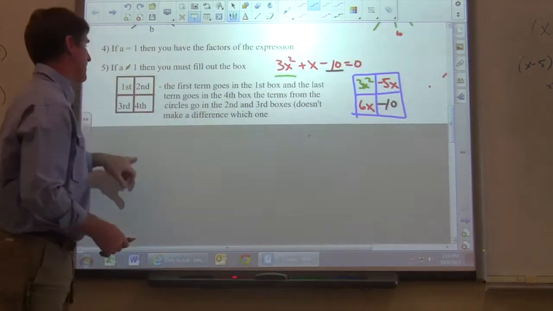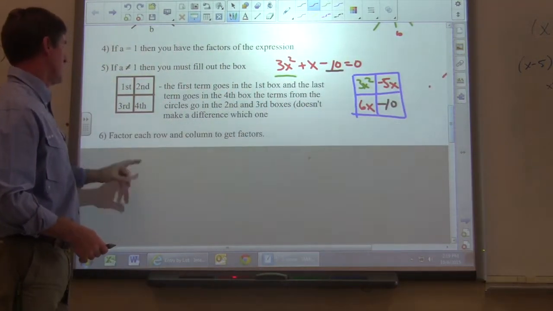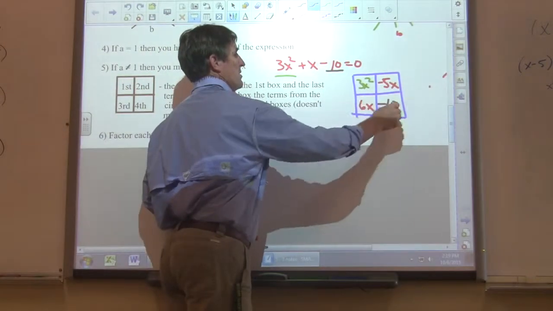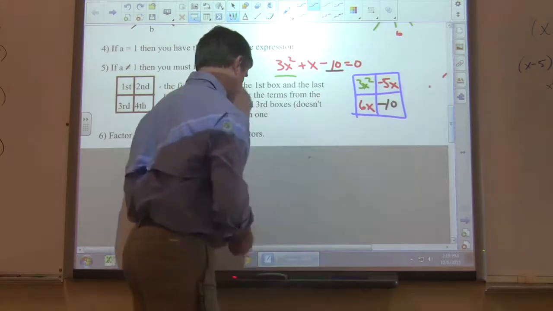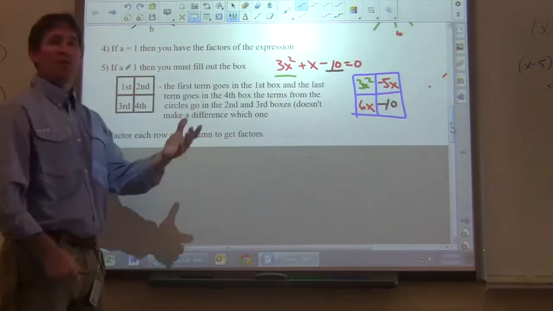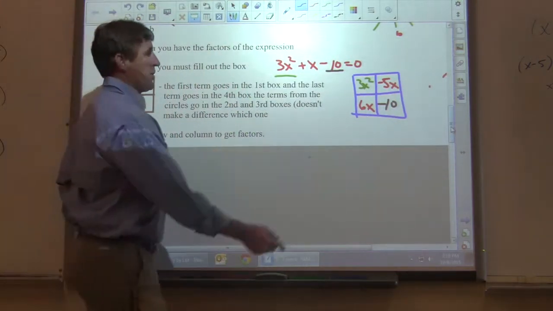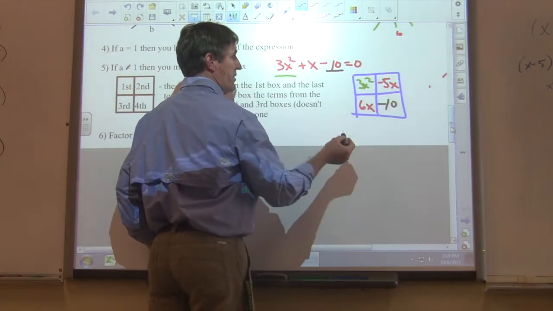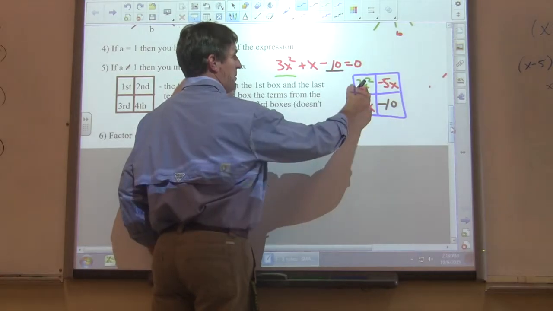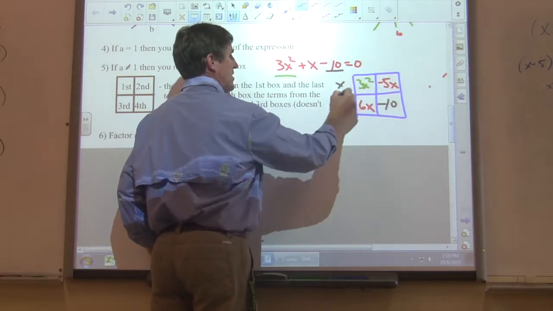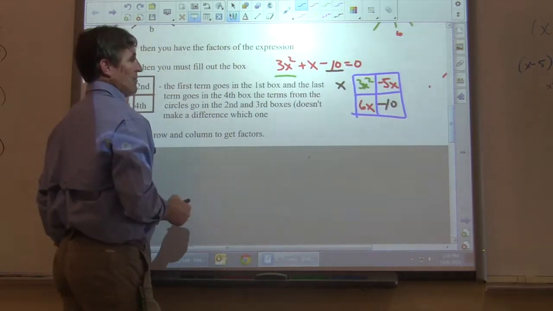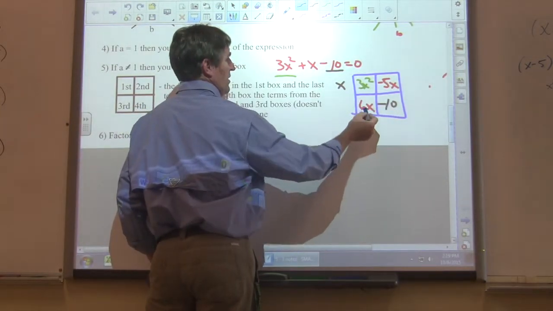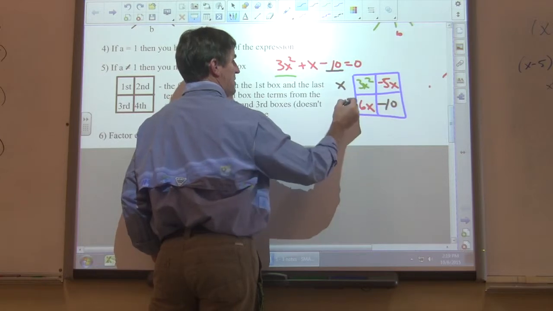Once we have the box filled out, you factor each row, these are my rows, and each column, these are my columns, by pulling out the greatest common factor. So you look at this and say, are there any numbers that go into 3 or negative 5? 1, but that doesn't help us. But this has an x squared and this has an x, so I can pull an x out of those. Here, I have a 6x and a negative 10. The number that goes into both those is 2.